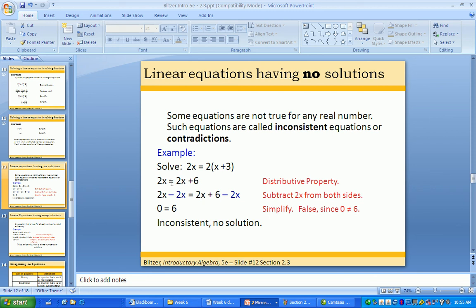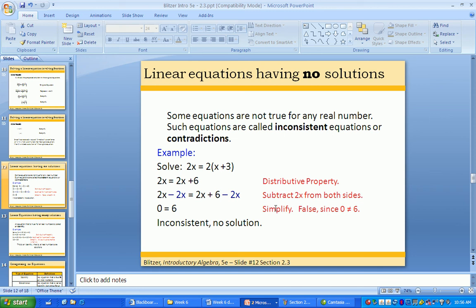So now we have 0 is equal to 6. That is a false statement. That is never true, right? 0 is not equal to 6. So we stop there and we say, okay, this is incorrect. We can't simplify anymore. We can't solve it. This is false, so it is no solution, or inconsistent. Okay, no solution.